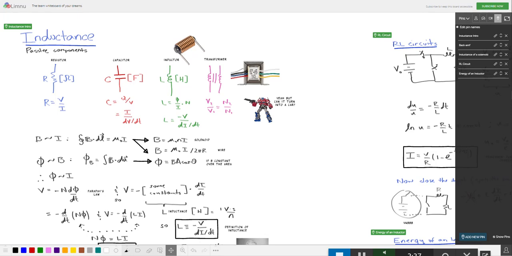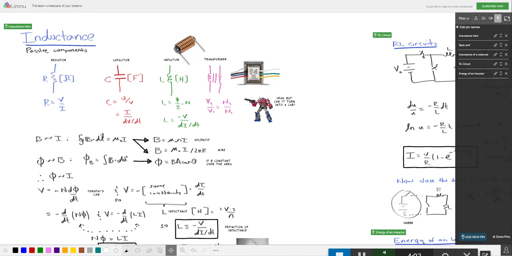Okay, and this is the definition of flux. In the case where magnetic field is constant across that area, which we often do by design, then flux is just the product of magnetic field and area times the cosine of the angle between the two. So flux is proportional to magnetic field B, and B is proportional to current I. That means that flux is proportional to I.